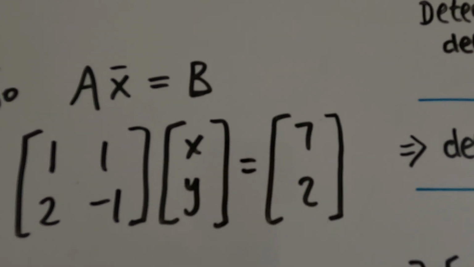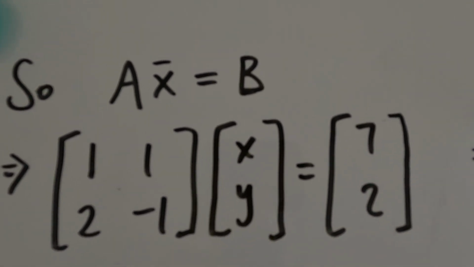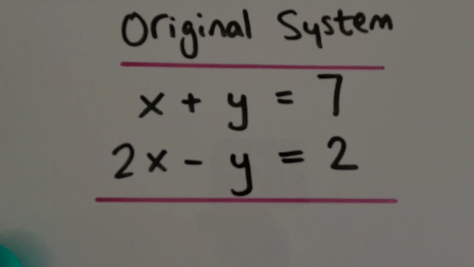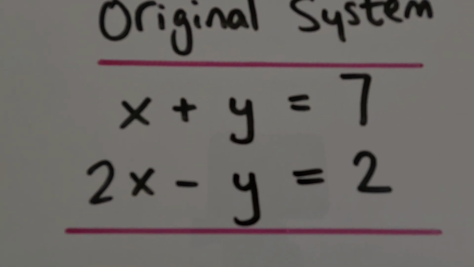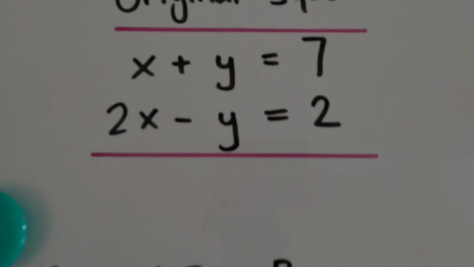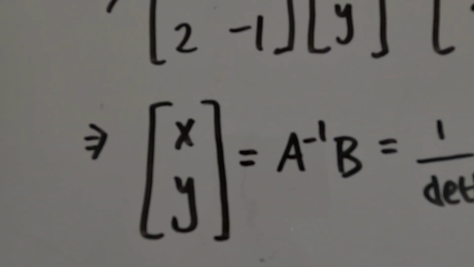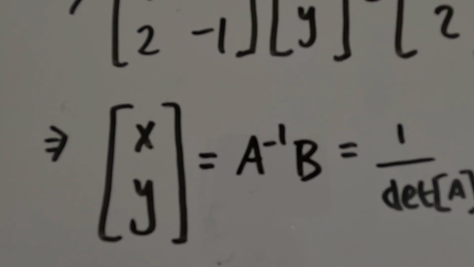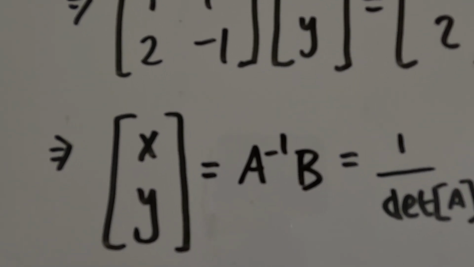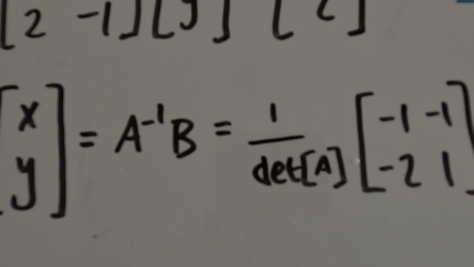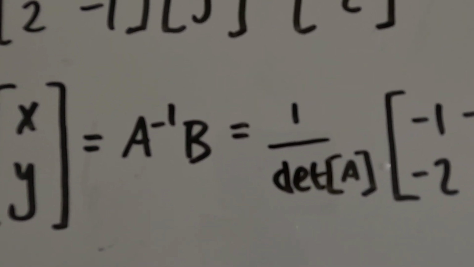Okay, so let's go back over here. So I've got this formula here now. Okay, and 7, 2 obviously comes from the values of the equations. Right, so therefore xy is equal to A inverse B. So now we know B is just 7, 2. So now we need to find A inverse.